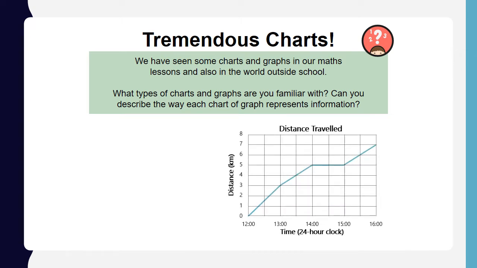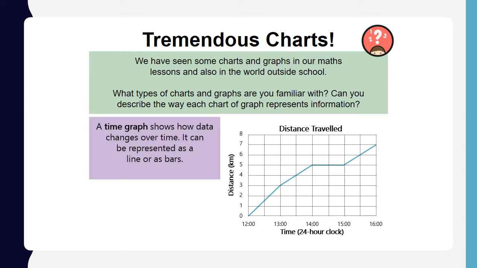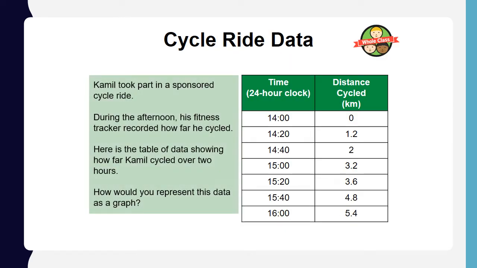So looking back at our line graph, we're going to look at a specific type of line graph called a time graph. And a time graph is a line graph which shows how data changes over time. It can be represented as a line, or you can use bars as well. So now we know what a line graph looks like, we're going to have a go at seeing how a line graph is used to record information.